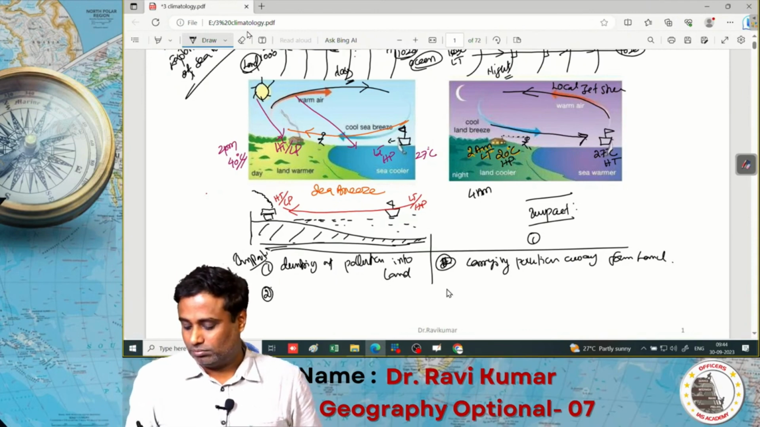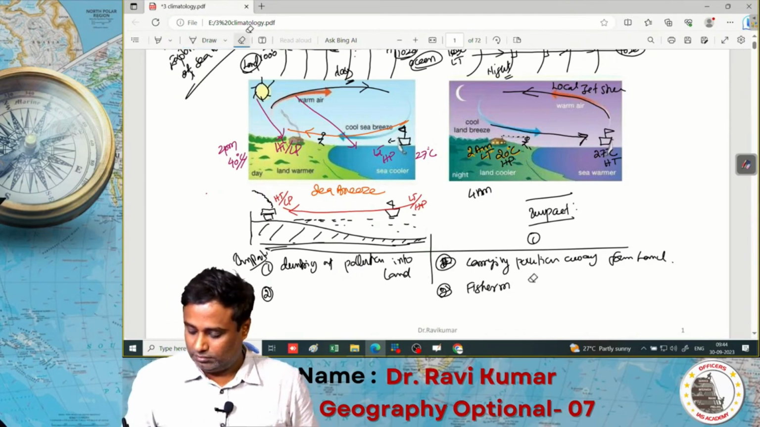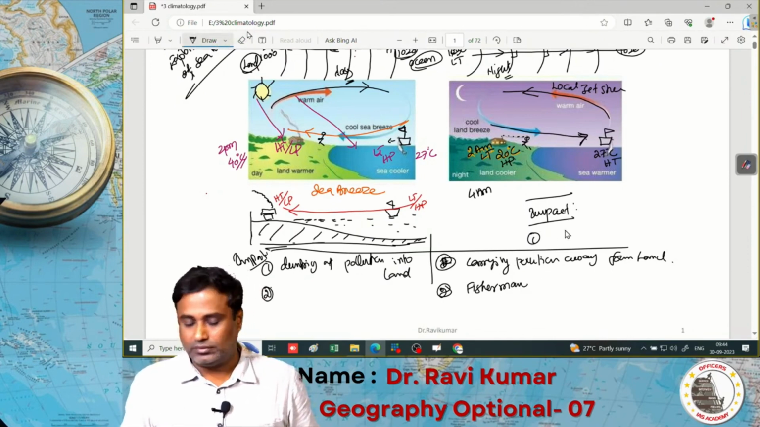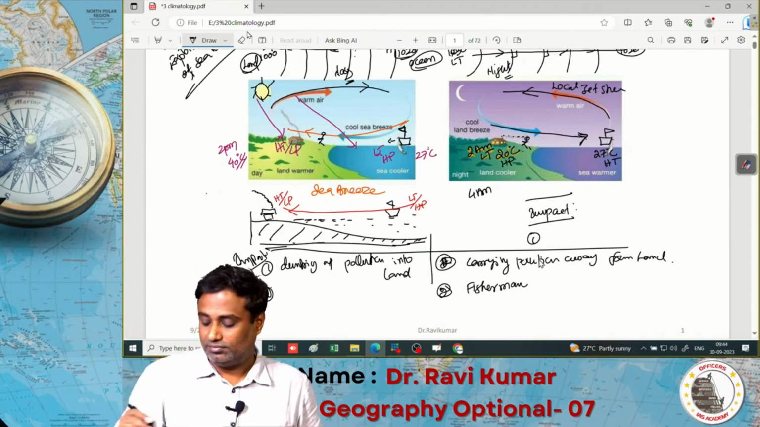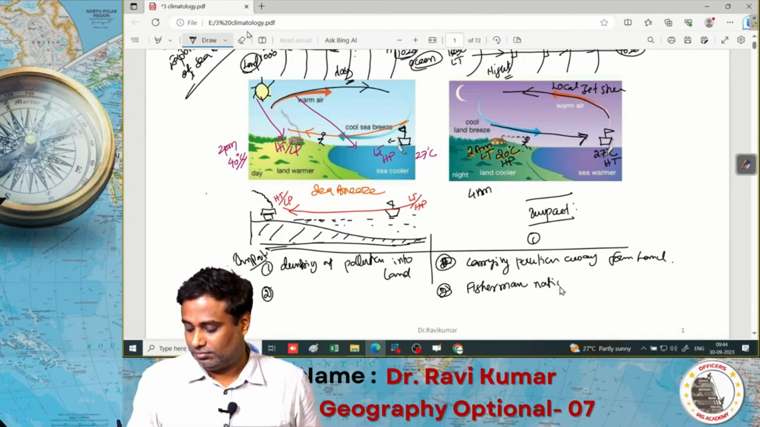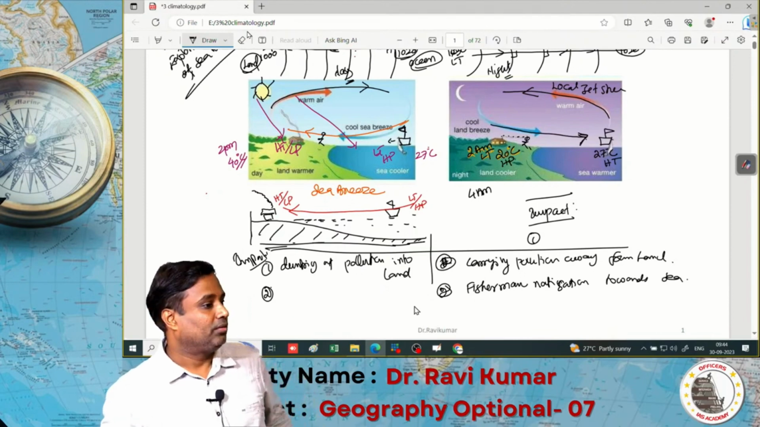So number 2 here, fishermen. Navigation towards the sea. So early morning fishing is possible.